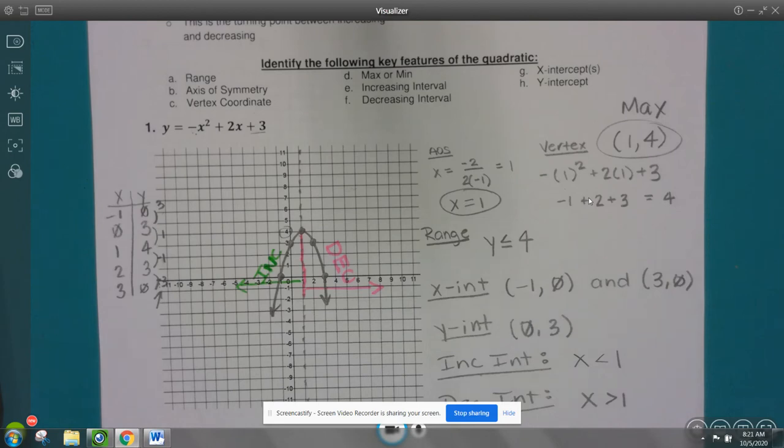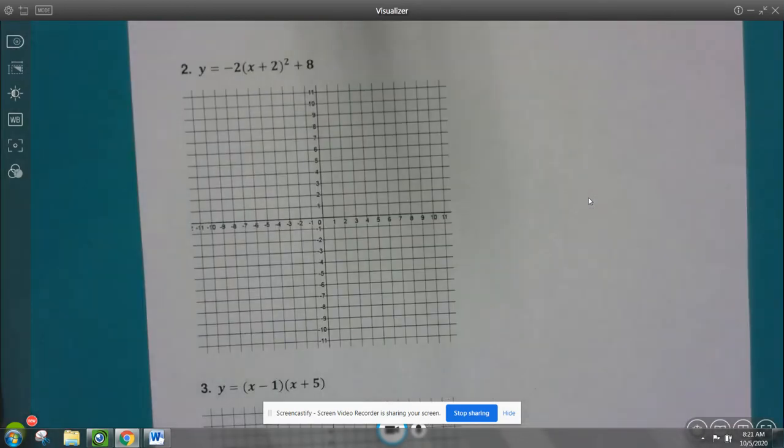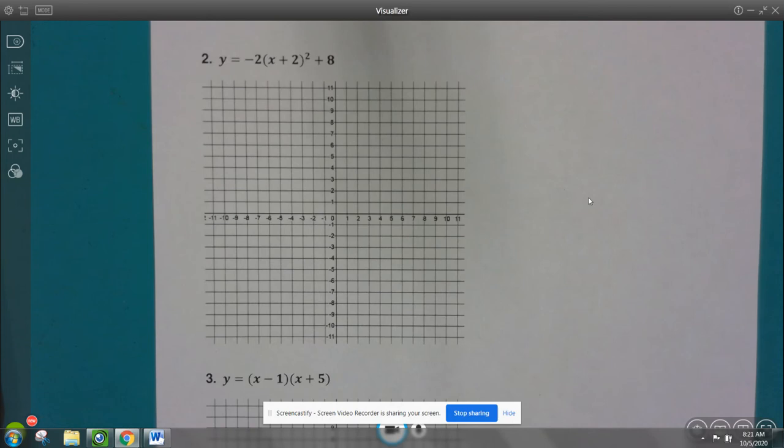Some reasons that you might need to know this: you could be asked questions like, if we're firing a cannon, when is the cannon ascending or increasing in height? That would be your increasing interval. When is it descending? How long is it falling to the ground? That would be something that you would need your decreasing interval for. But today we are only going to work on the actual inequalities themselves and writing our range and all that fun stuff.